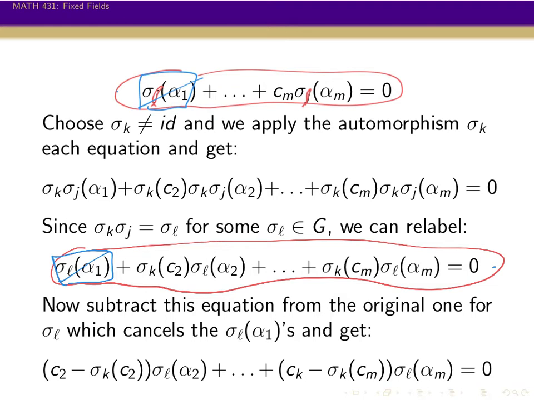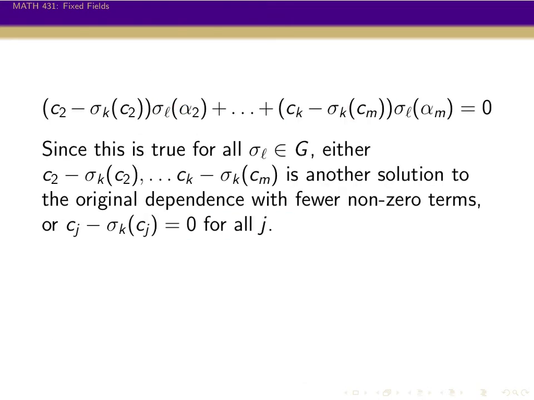Okay, so one less summand than we had before. And the other terms we're going to have, whatever the coefficient was minus sigma k of that coefficient. Okay, so this is what we have. And we can do this for every element of the Galois group. By applying sigma k to each element of the Galois group, that's just going to reorder all the elements of G. So we're still going to have one of these equations for every element of the Galois group.